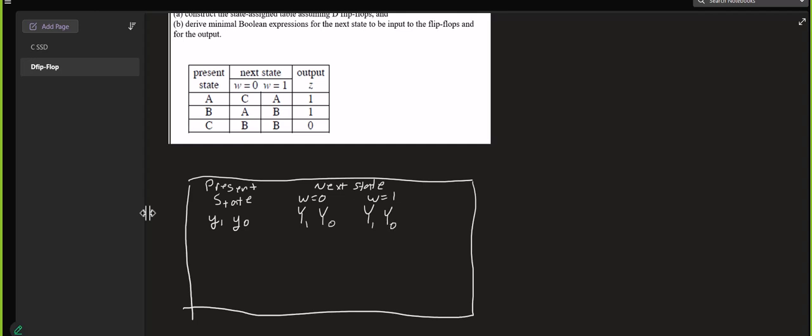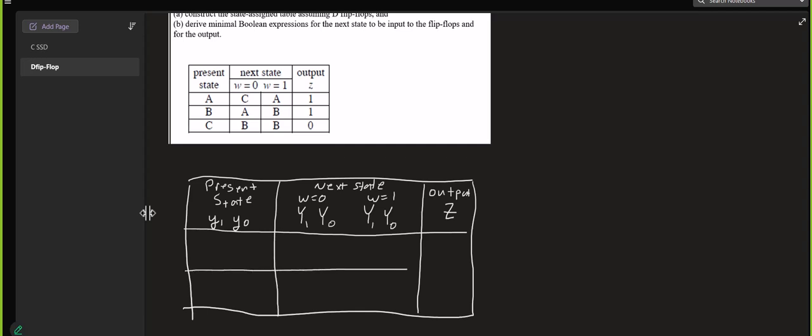And is this a Mealy or Moore machine? What's the definition? If the output does not depend directly on the input, it's Moore. And since in this table, for the output, there's no w equals 0 or w equals 1, the output does not depend directly on the input, so this is Moore.